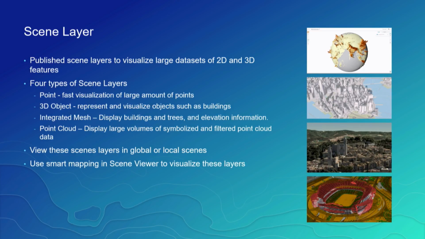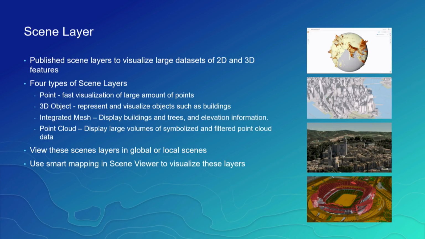Next up, we have integrated mesh scene layers. In that image to the right of it, you're looking at buildings and trees and terrain that were all captured by drone data, and then we use Drone2Map to stitch that data together to create this one layer of both man-made and natural features in one scene layer. It's great for visualizing those kinds of features, and I'll show you a quick demo of that too.